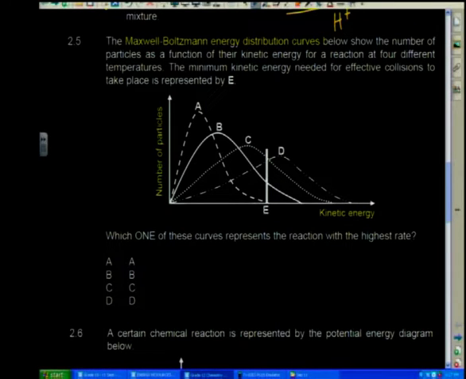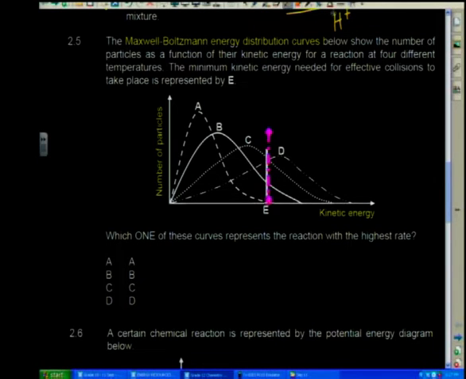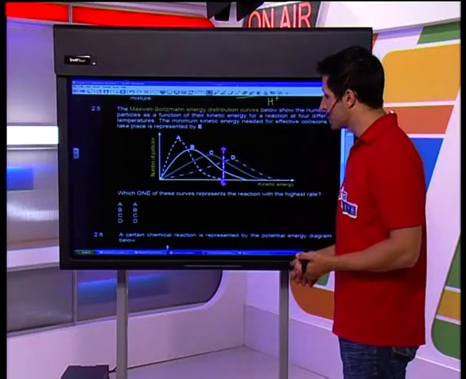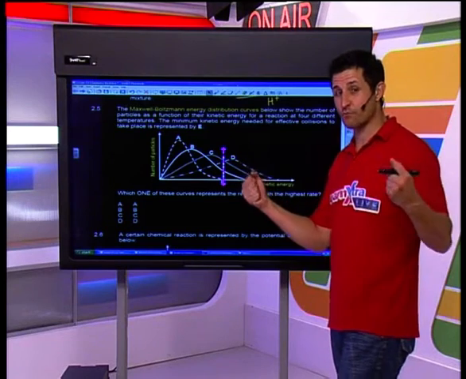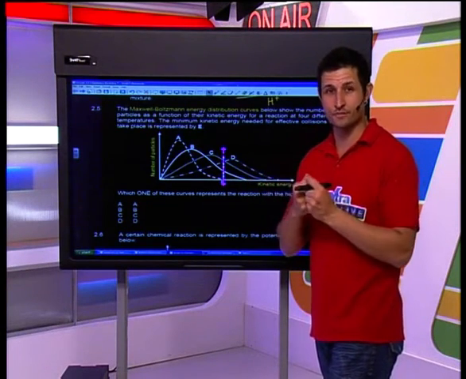Okay, now inside our description, it tells me that there's this line. This line is a dividing line. So let's just actually make it nice and loud and proud. Okay, so this dividing line, let's just make sure that it lines up perfectly. There we go. That line is the minimum energy required to react. That is the activation energy. Now, a molecule must have more than that amount of energy to collide to make an effective collision.